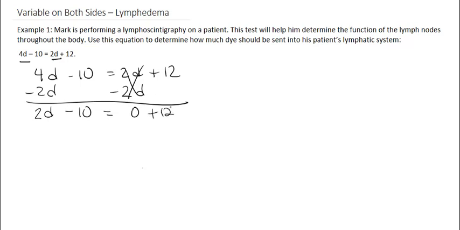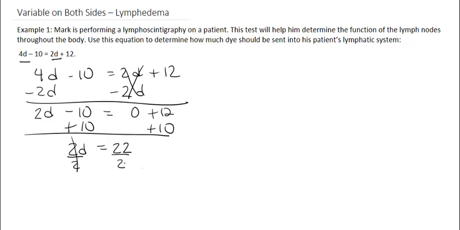Now we want the variable on one side and by itself. So we're just going to have to add the 10 to both sides. So now we have 2D is equal to 12 plus 10, which is equal to 22. Now we divide by 2 on both sides, and we get D is equal to 11. So this is our answer. So now let's look at a different way if we solved it.